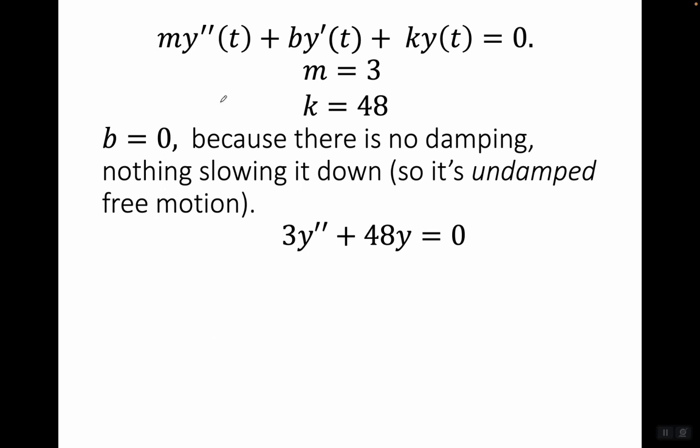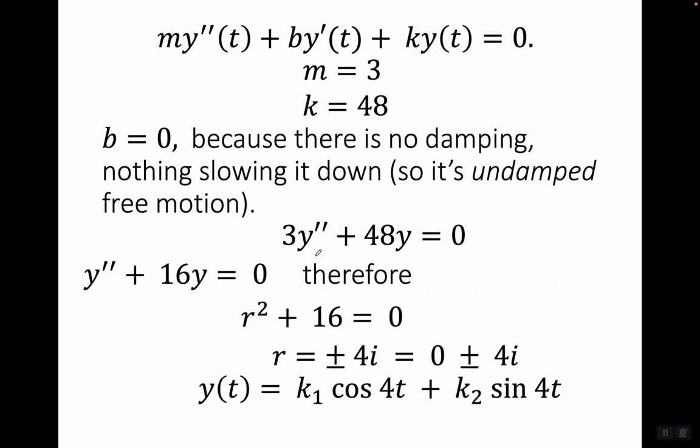This differential equation, plugging in m equals 3 and k equals 48, becomes this, because b equals 0. There's no damping, nothing slowing it down. So it's what we call undamped motion. So we get this differential equation. Awesome. Okay, let's solve it. I'm going to divide everything by 3. We get y double prime plus 16y equals 0.